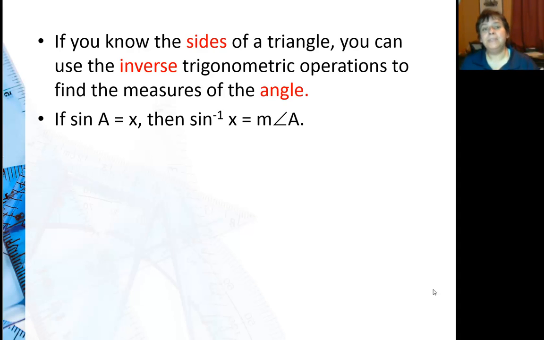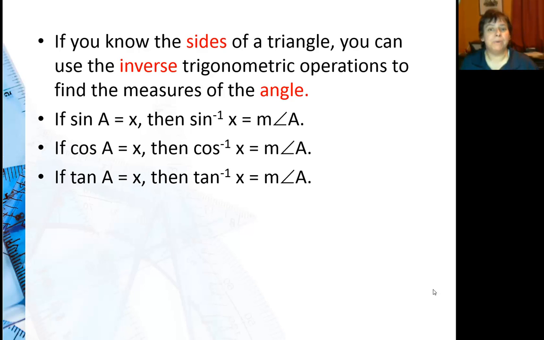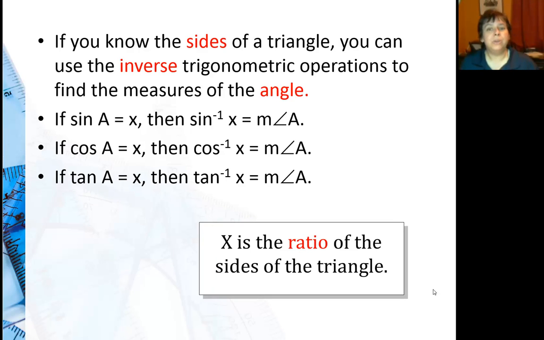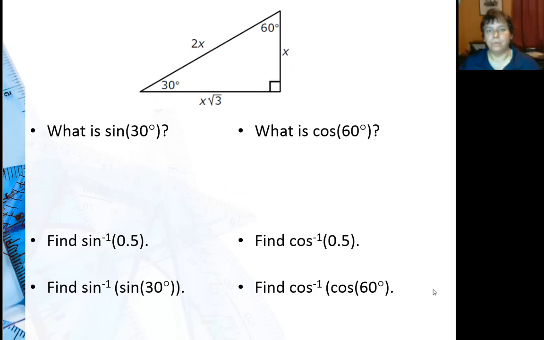So if sine of A is x, and I wanted to find the angle, I just take the inverse sine of x, and that gives me A. Same thing for cosine and tangent. So x is the ratio of the sides of the angles. Do not mix up the angle with the ratio. You do only inverse sine of ratios and sine and cosine and tangent of angles.